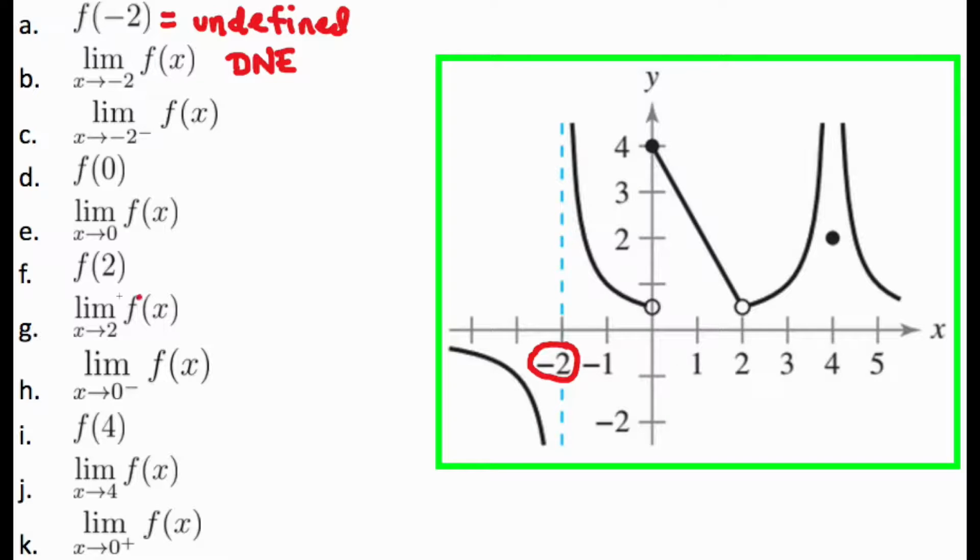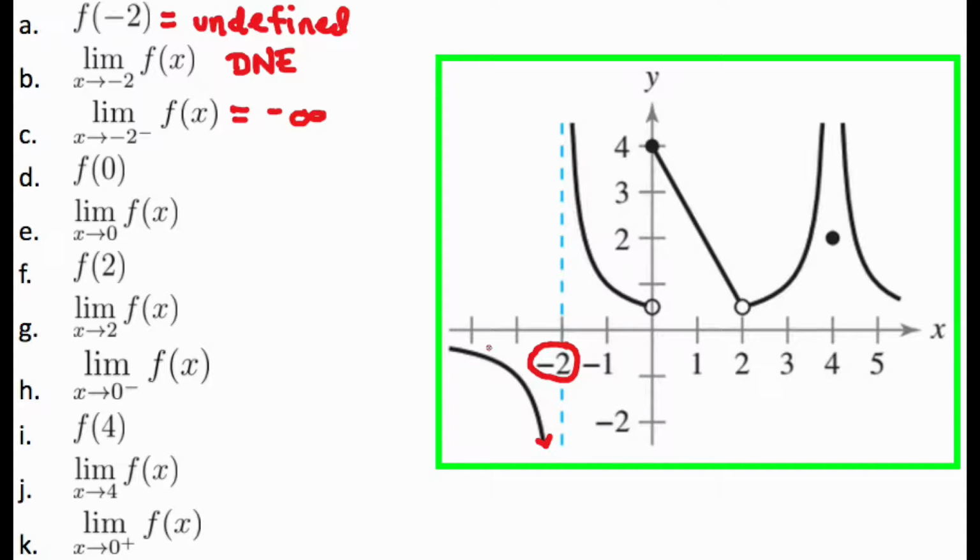Okay, the next one, it's the limit of f of x as x is approaching -2, but it's from the negative side, so it's from the left side. So if we're approaching from the left side here, you can see it's going down to negative infinity. So the answer for this one would be negative infinity, because again, you're just approaching from this side. You can see it goes down forever. There should probably be an arrowhead on this, but we're just going to assume that it's there.